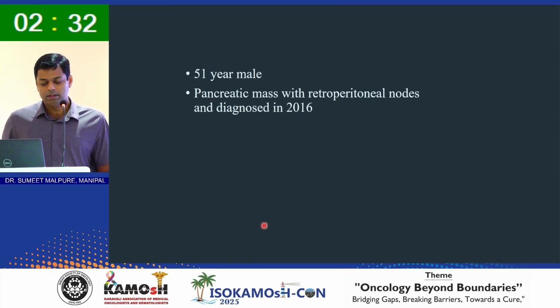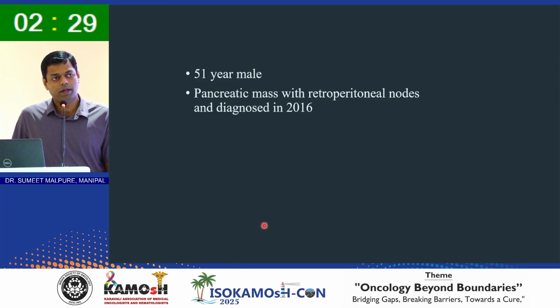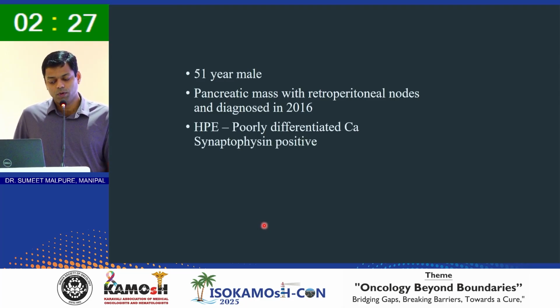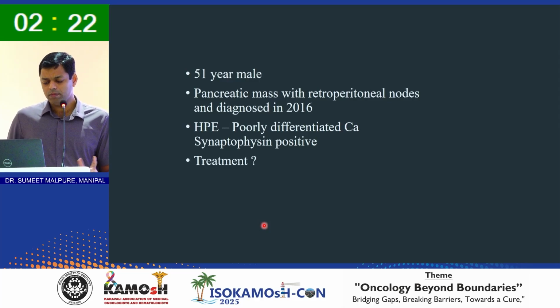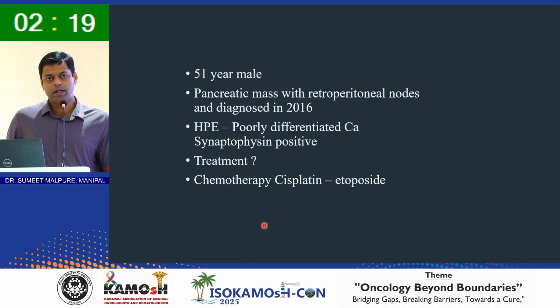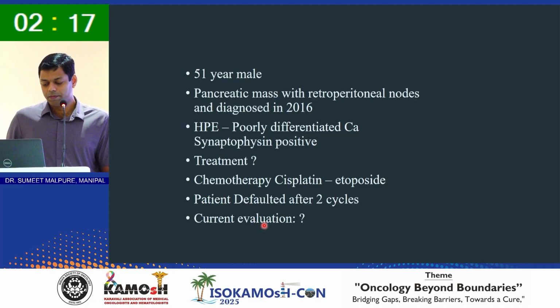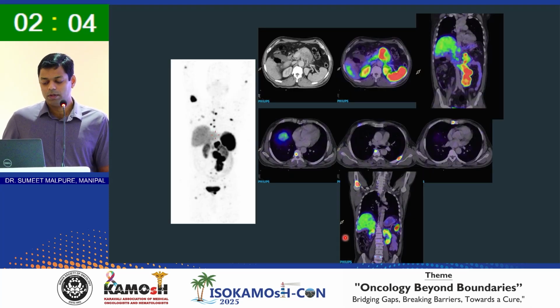I will show you a few cases. This is a 51-year-old male with a pancreatic mass diagnosed as poorly differentiated carcinoma. However, synaptophysin was positive. Treatment, as usual, went ahead with chemotherapy, cisplatin etoposide. However, the patient defaulted, and when he came back, he was subjected to a Dotanoc PET scan. This was in 2016, when, if it was a neuroendocrine tumor, they used to do a somatostatin Dotanoc scan. Here you can see almost all of the lesions are SSTR positive.